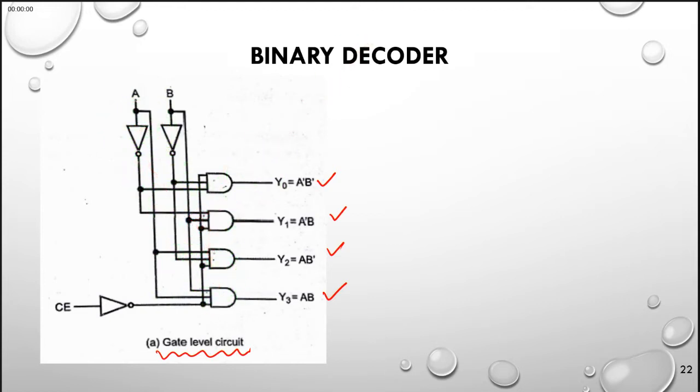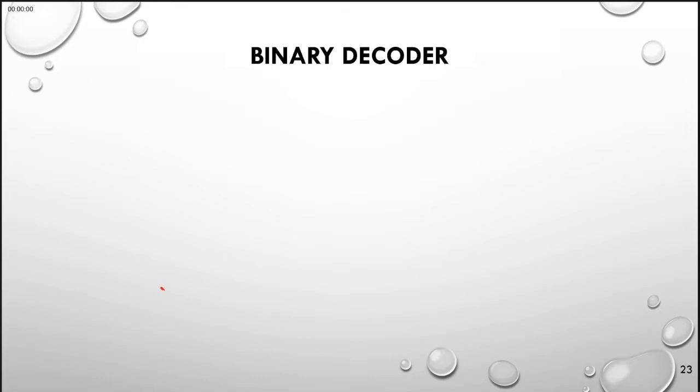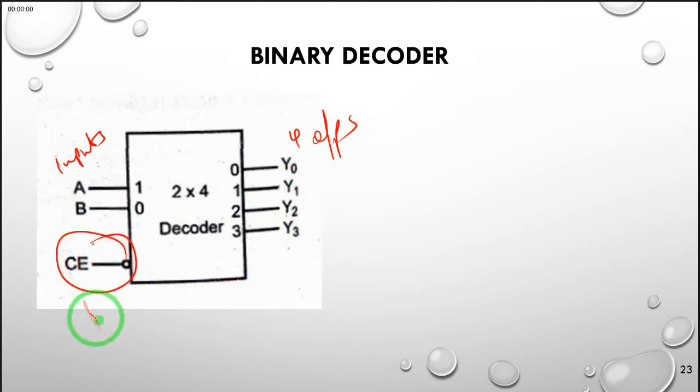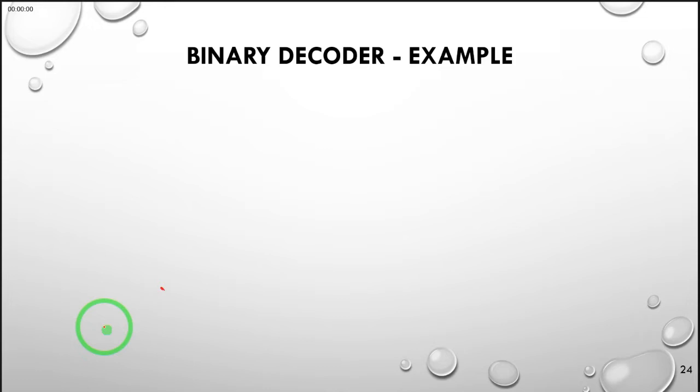That is our gate level implementation of a binary decoder, and the symbol for the binary decoder is similar to what we did with the multiplexers and demultiplexers. You can see that it has 2 inputs, A, B. It has 4 outputs, Y0 to Y3, and it has 1 chip enable pin that allows us to turn this decoder on or off. Our best understanding of how the binary decoder works would be through an example.